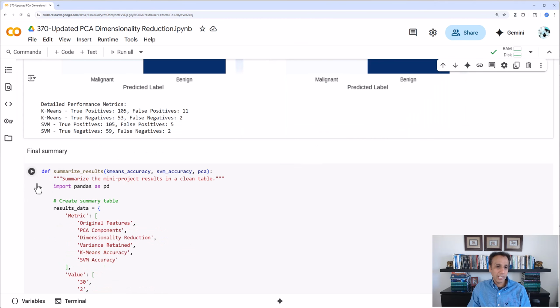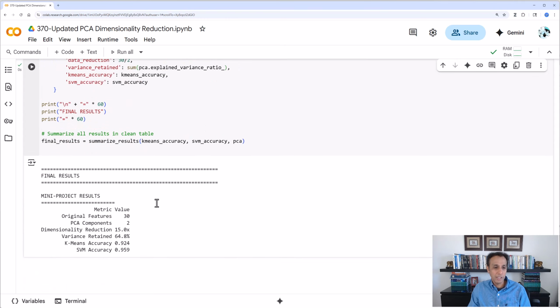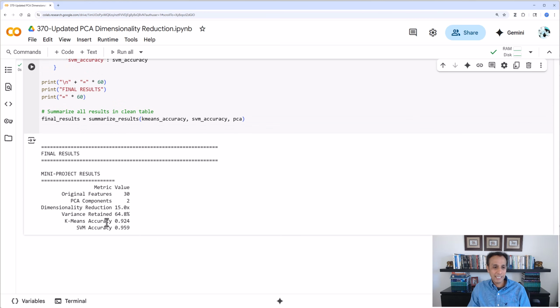The final summary is basically, let's put all of them together. You can see the original 30 features became principal components. In this exercise, we got it down to 2, which means 15 times dimensionality reduction, and our variance retained is about 65%, meaning about 65% of the information is retained. With that information, we successfully classified with 92.4% accuracy using k-means and 96% accuracy using support vector machines.